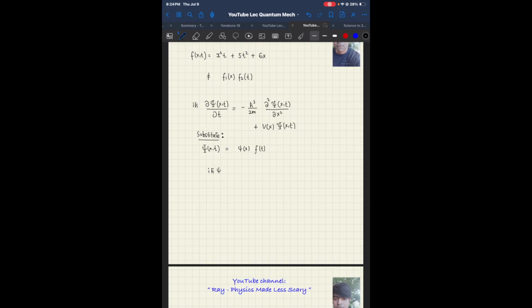iħ psi times del f del t is equal to minus ħ square del psi del x square times f plus V psi f.